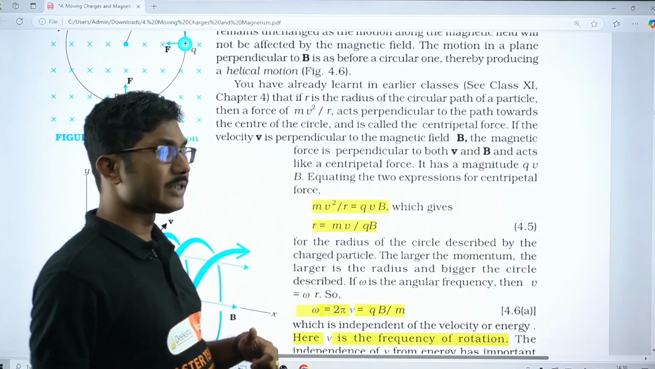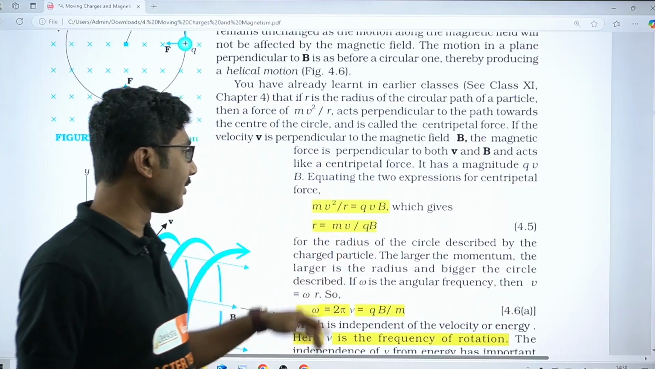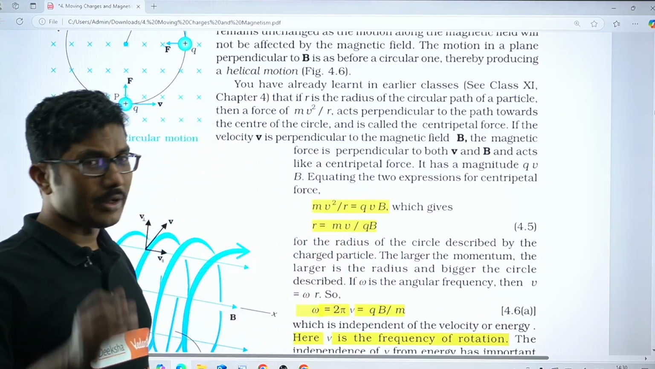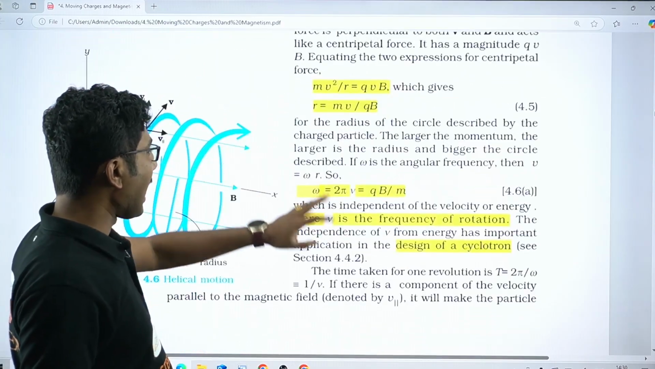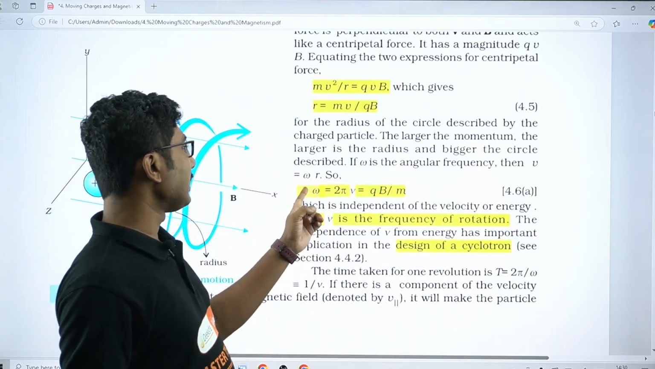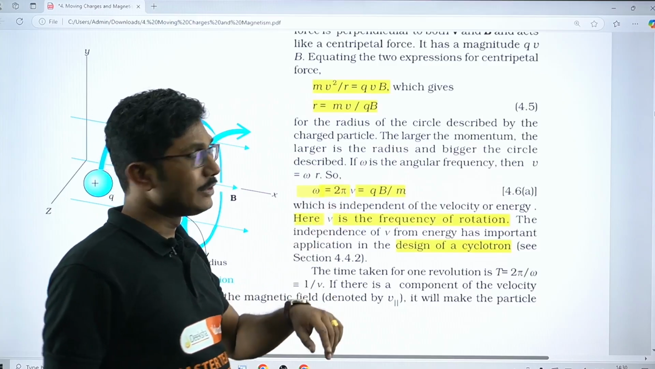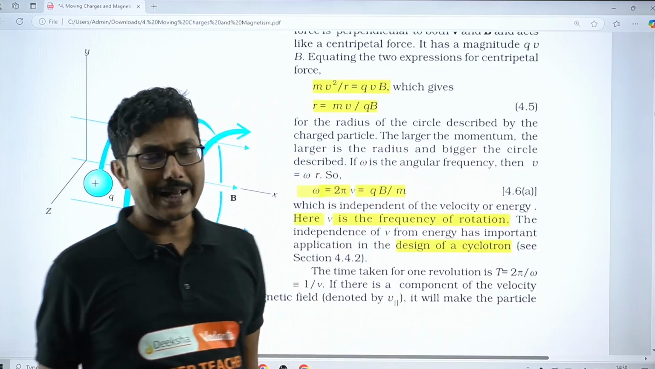So centripetal force is mv square by r. After solving, you can calculate r is equal to mv by qB. And angular frequency and normal frequency also you can calculate. Omega is angular frequency, frequency is nu. So that is qB by m.